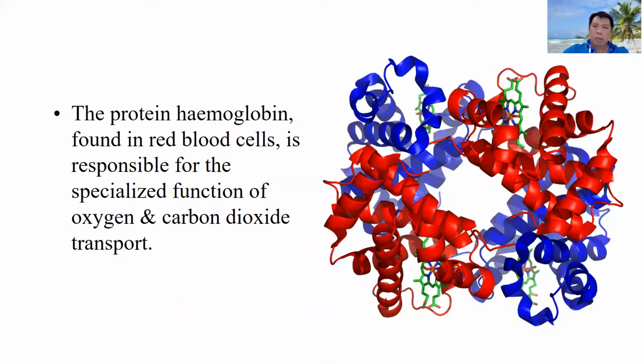So this is the protein hemoglobin. Hemoglobin is found in the red blood cell. The hemoglobin is responsible for transport of oxygen and carbon dioxide.